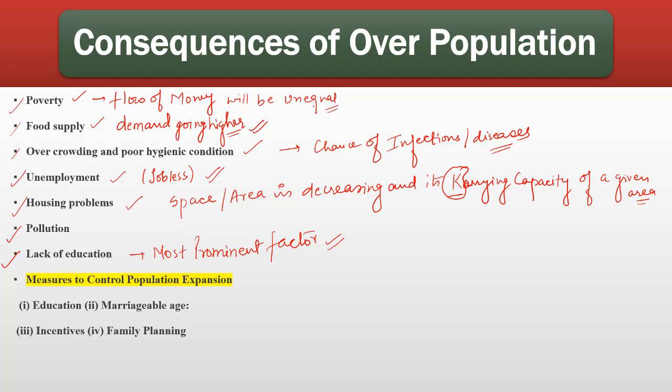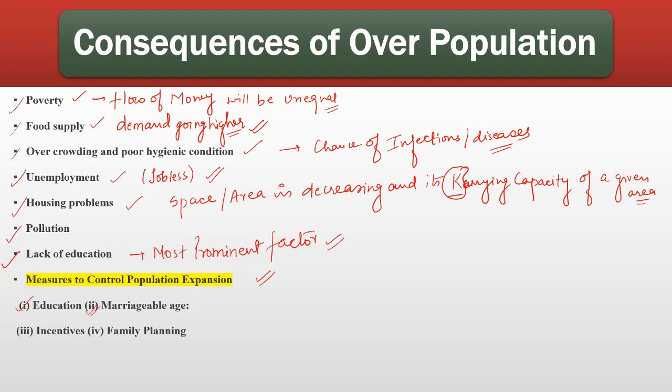And because of this, the major sector will remain as it was before. There will be no upgradations. Measures to control population expansion: education is most important. Let them be educated. Let them know about the reproductive age. Let them know about the consequences of overpopulation. Let them know how they can take care of themselves, how they can be reproductively healthy.